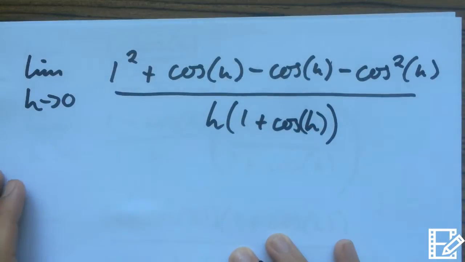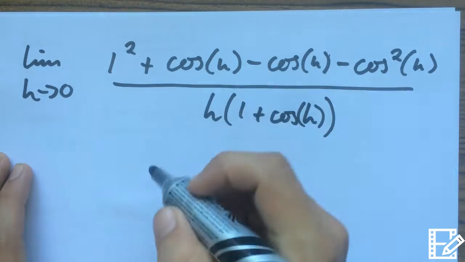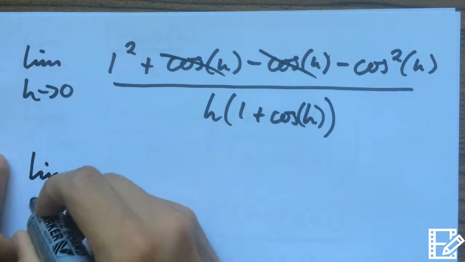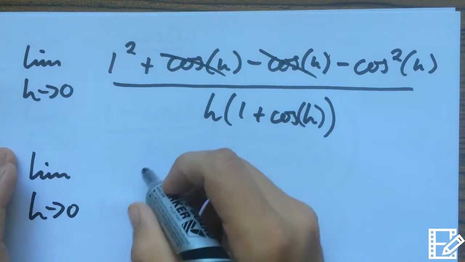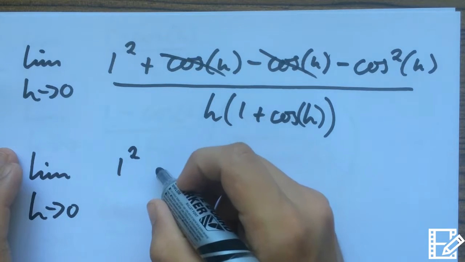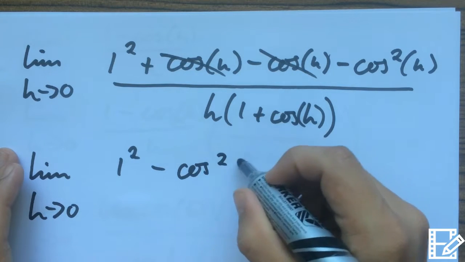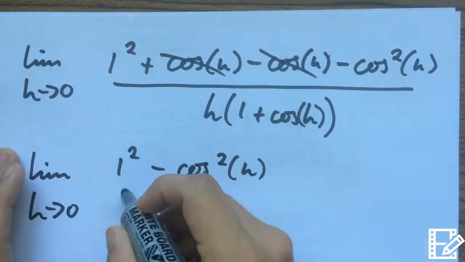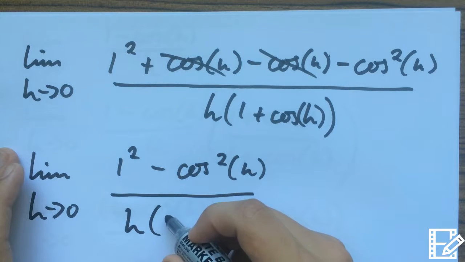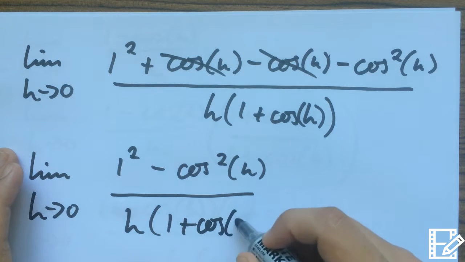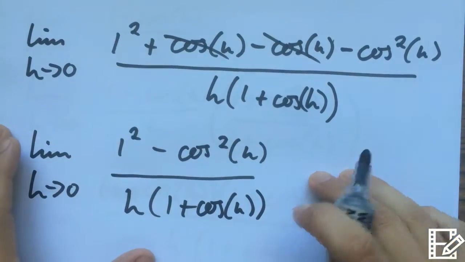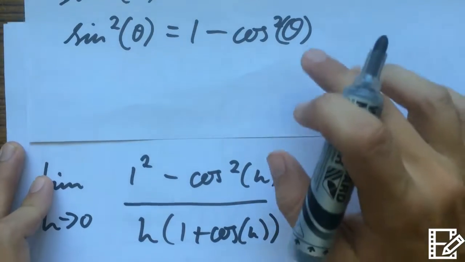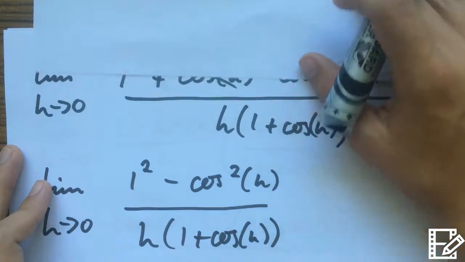Now that we've got that, we can do some cancelling. Because we've got a plus cosine of h and a minus cosine of h, we cancel these out and rewrite it. We always write the limit as h approaches 0. Then we're left with 1 squared minus cosine squared h, all over h bracket 1 plus cosine of h. Okay, now that is very similar to that. In fact, it's actually the exact same as that, and I'll show you why.